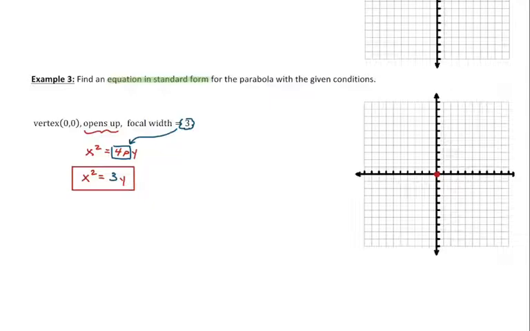So what I need to find is my focus and my directrix, and we already know how wide the graph should be at the focus, which is 3. But I do need to find my p-value to find my focus and directrix. So the way you do that is you'd set 4p equal to 3 in this case, which tells me my p-value should be 3/4. So what that means is, because my graph opens up, my focus should be 3/4 above my vertex, and my directrix should be 3/4 below my vertex.